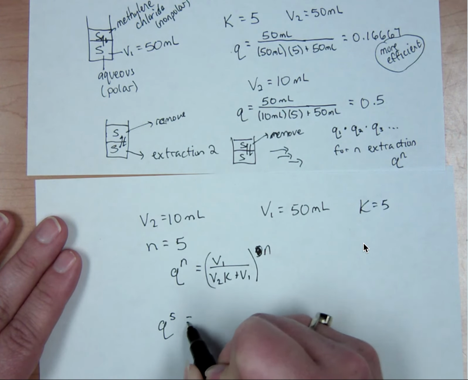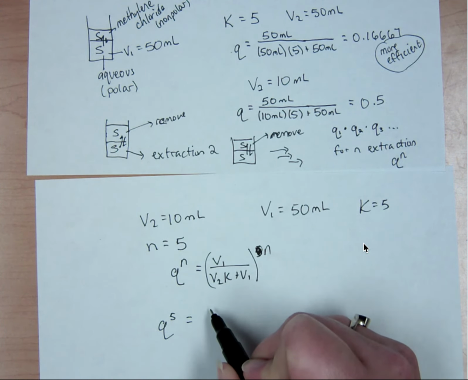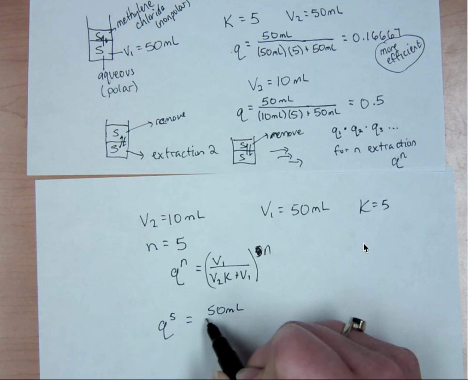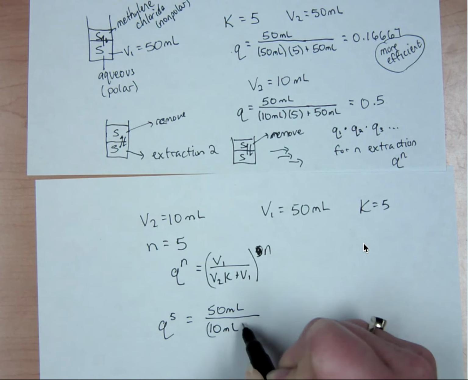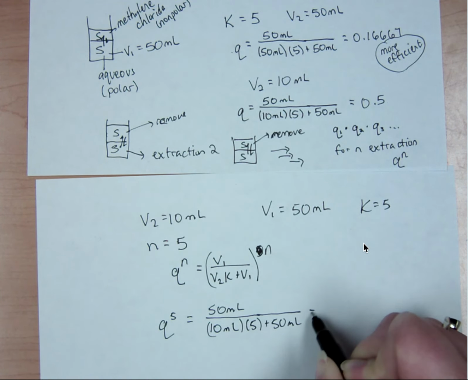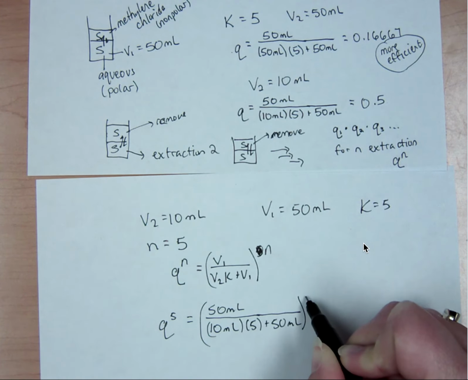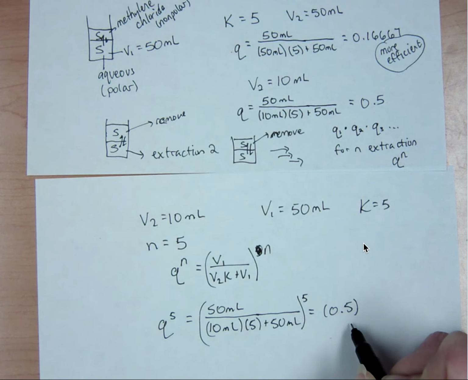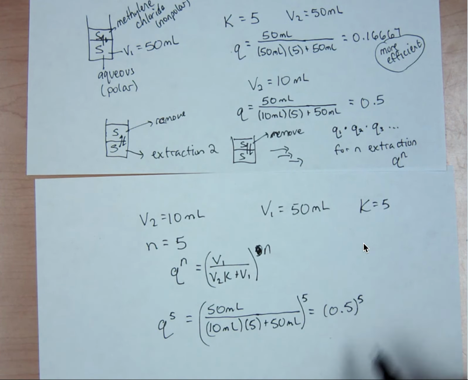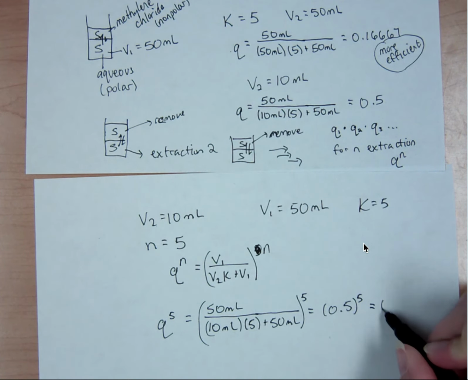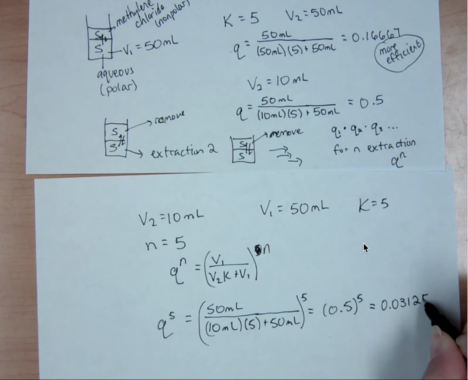Q for the 5th extraction is going to equal our volume 1, which is still 50 mils, divided by 10 mils times 5 plus 50 mils. And we're going to raise all of this to the 5th. So this is the same as our extraction efficiency for one of them, 0.5, raised to the 5th. And we get a value here of 0.03125.